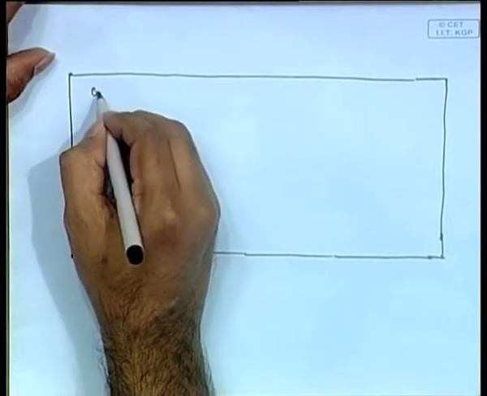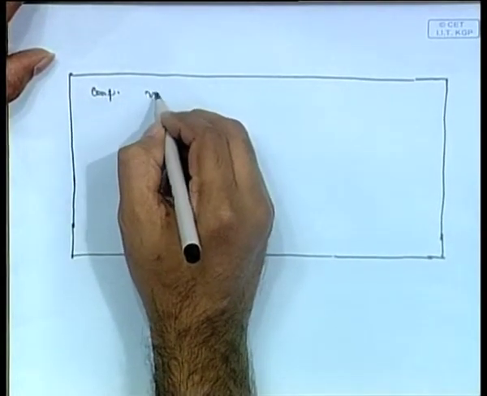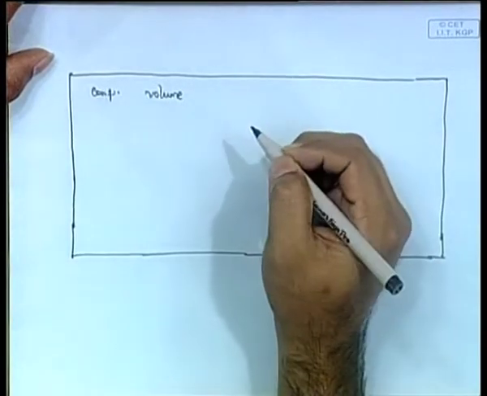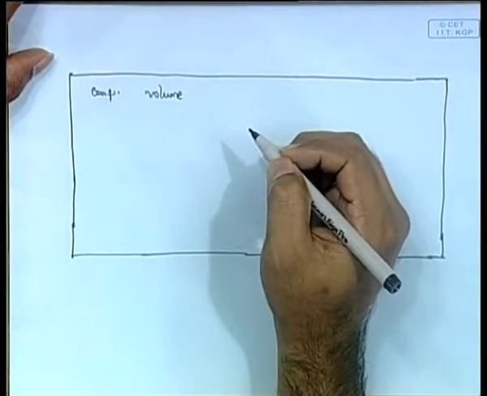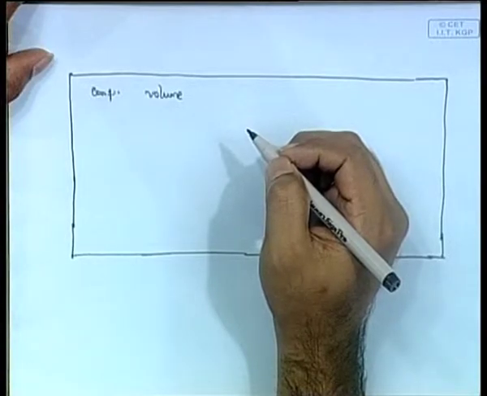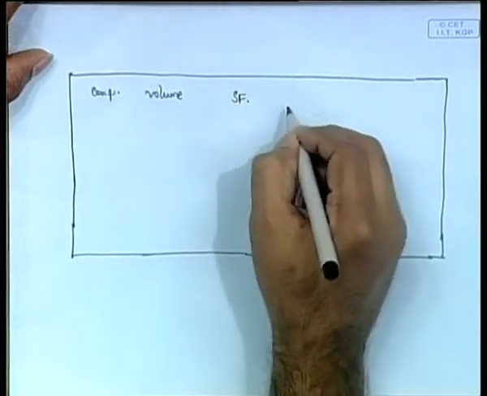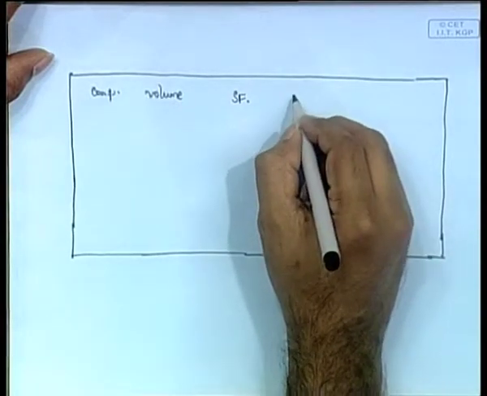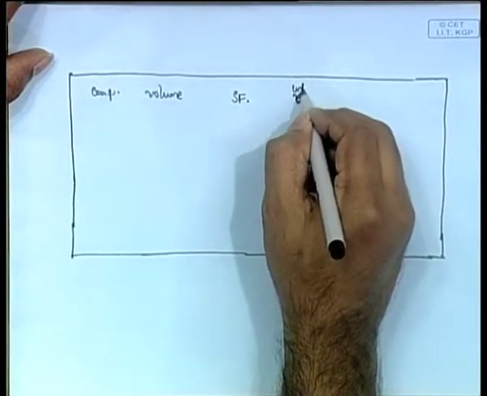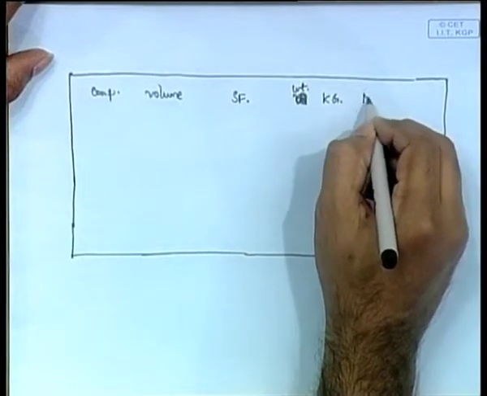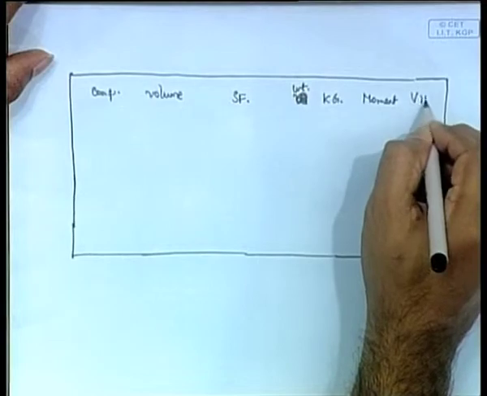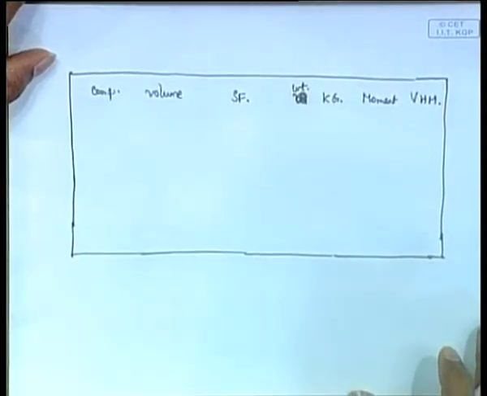So let us say this is the component, then the volume, then stowage factor, then volume, this is the weight, kg, moment, VHM. Now we make a table like this. This table should be able to calculate everything that you need in regards to this problem, that is we need to find the kg and lambda 0. So to do that, this table should be enough.